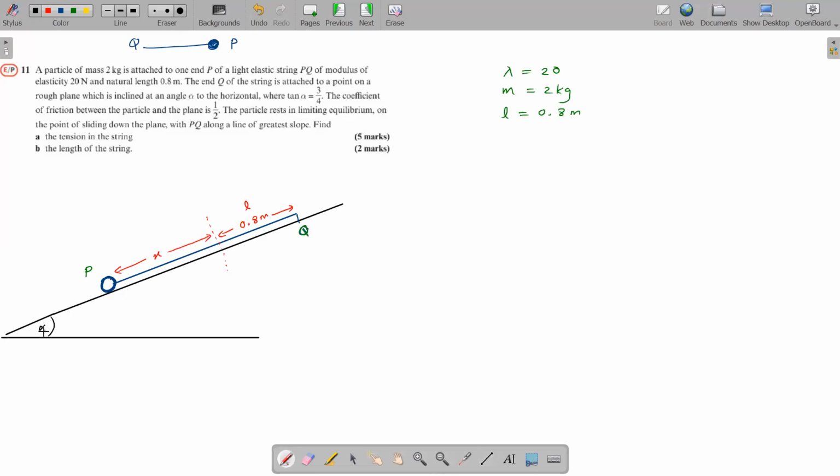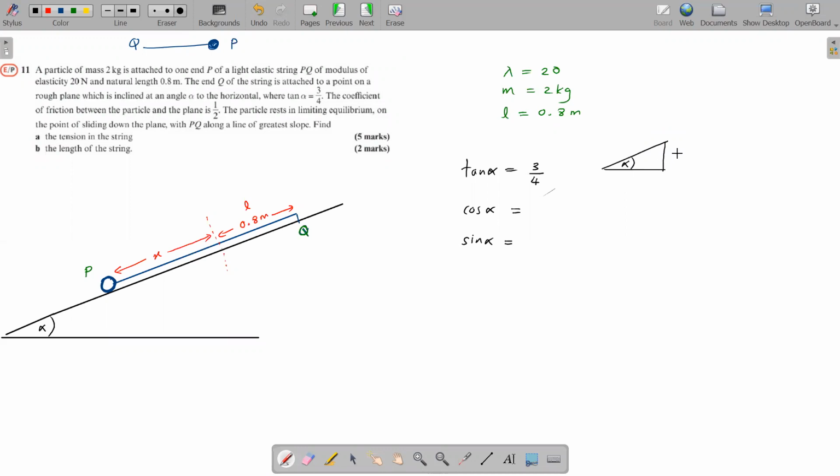The angle is alpha, and they have told you tan alpha is 3/4. So if tan alpha is given as 3/4, what can we immediately do? We can find the value of cos alpha and sin alpha by using the triangle. Let's draw the small right angle triangle and actually get sin alpha and cos alpha.